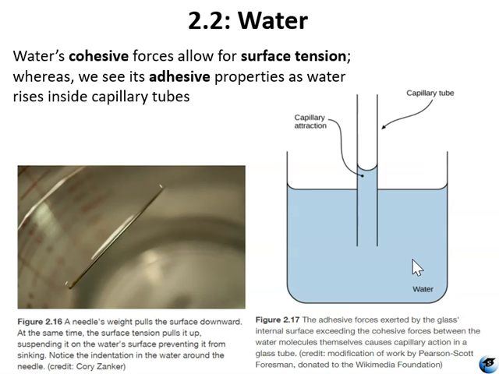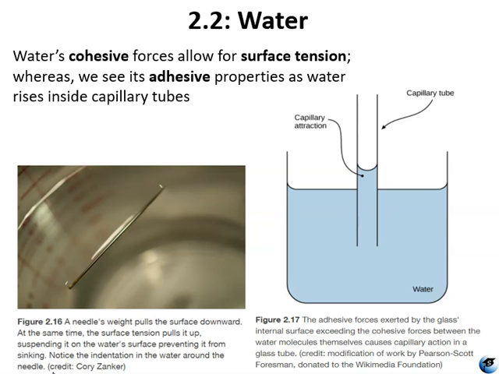Cohesion holds the hydrogen bonds between water molecules together to create surface tension. Figure 216 here is showing a sewing needle that is sort of floating on the surface of the water, and this is actually due to the fact that the surface tension of the water is pulling that needle up and suspending it.